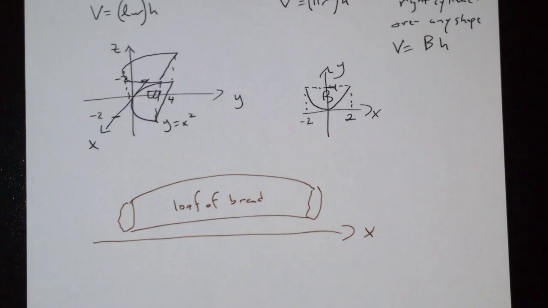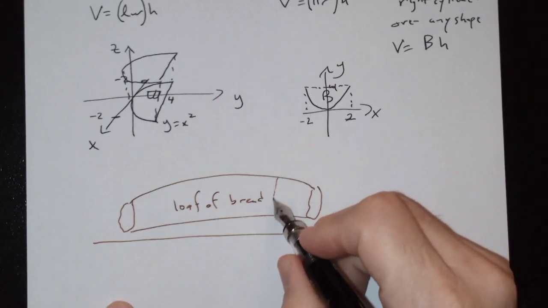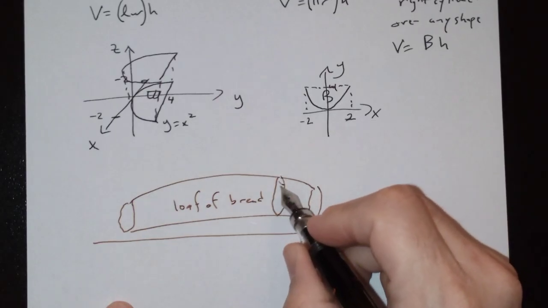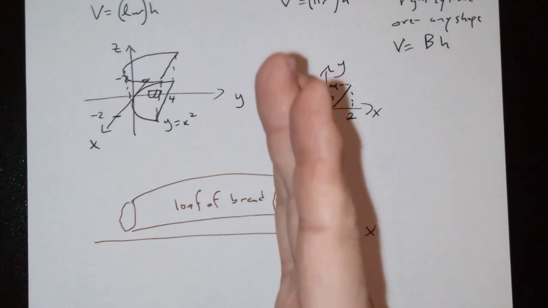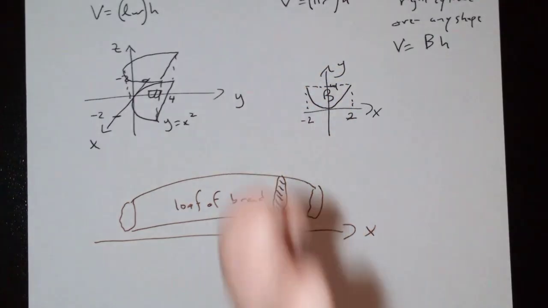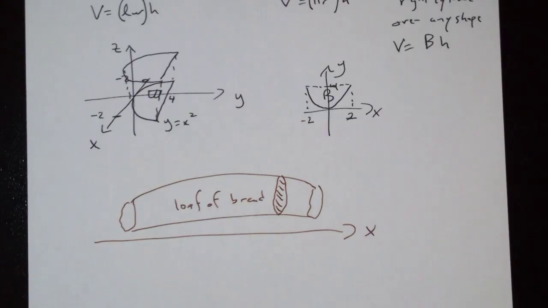Take a knife, cut a slice. Well, technically, you'd have to make 2 cuts, right? Cut a slice of bread, you need 2 cuts. But when I make a single cut, I'm going to get some shape in the middle of my loaf of bread, right? I want you to picture this standing up this direction. I cut through the bread with a plane, my knife, and I get this shape on the end.